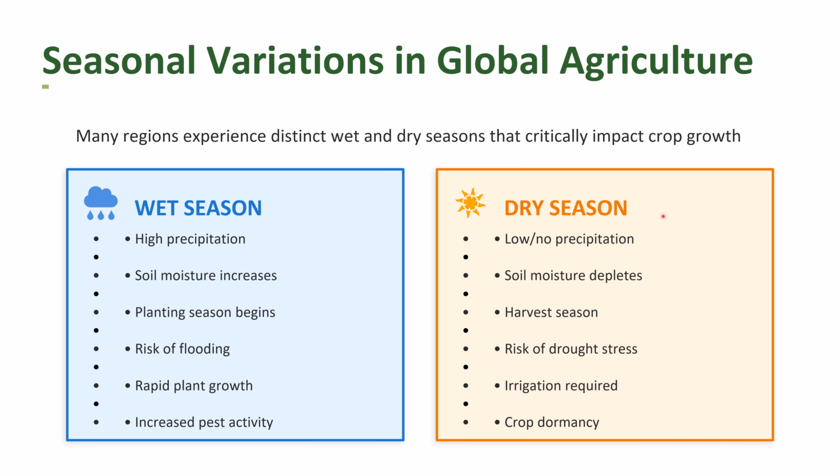The dry season: when the rain stops, soil moisture drops. This is often the harvest season because dry weather makes it easier to collect crops. However, if farmers want to keep growing, they must use irrigation, artificial watering, to prevent drought stress or plants going dormant. Here are the key points: low or no precipitation, soil moisture depletes, harvest season, risk of drought stress, irrigation required, crop dormancy. Understanding these cycles is key to ensuring we have food all year round.